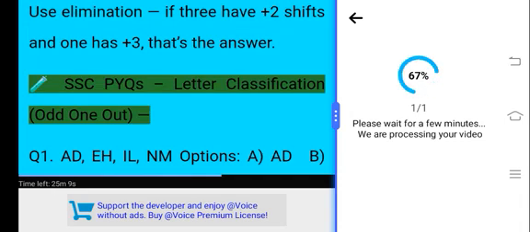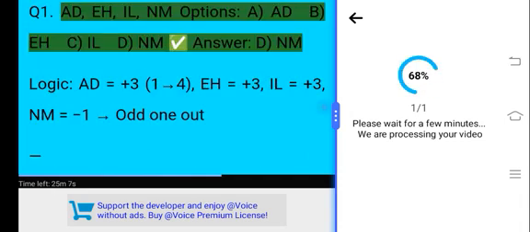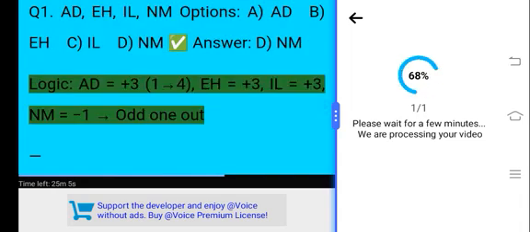SSC PYQs, letter classification, odd one out. Q1. AD, AB, IL, NM. Options: A. AD, B. AC, C. IL, D. NM. Answer: D, NM. Logic: AD equals plus 3, 1 to 4. IL equals plus 3. NM equals minus 1, so odd one out.